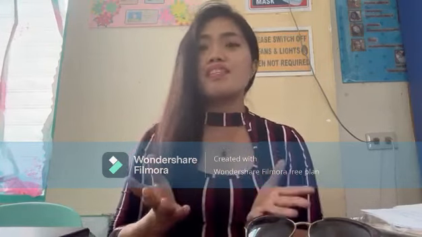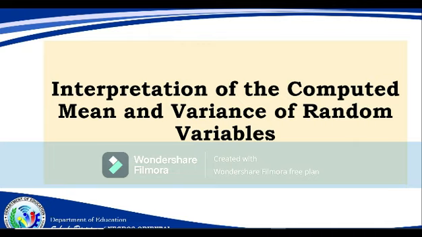So this is just in connection with the previous week lesson. So interpretation and the computed mean and variance of random variables. Now in last week's discussion, you know already how to solve for the mean and variance of random variables. Now this time, we will proceed to interpretation, but still we are going to recall and still going to solve for the mean and variance of random variables. We will have few examples later on.